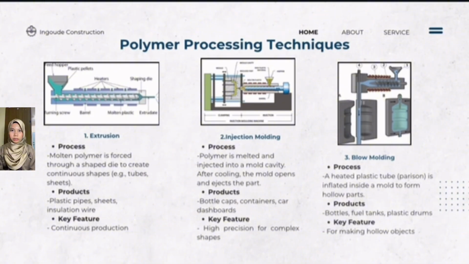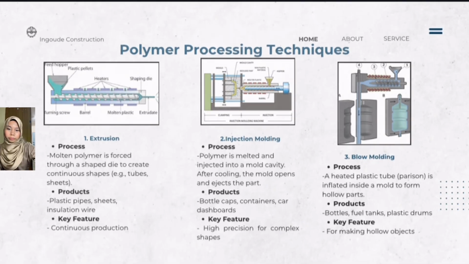Polymer processing involves several techniques. Extrusion forces molten polymer through a shaped die to create continuous forms like pipes and sheets. Injection molding melts and injects polymer into a mold cavity for complex shapes. Blow molding inflates heated plastic inside a mold to form hollow objects such as bottles.